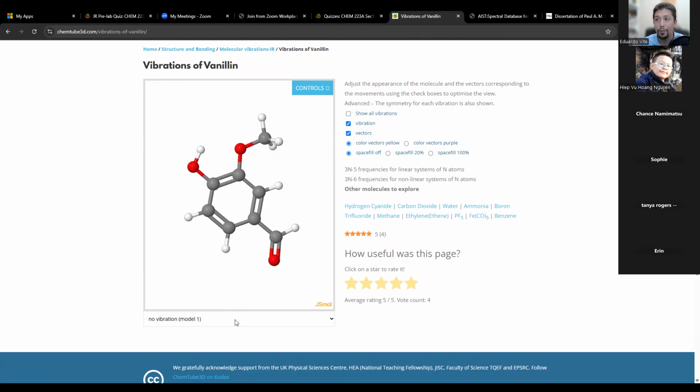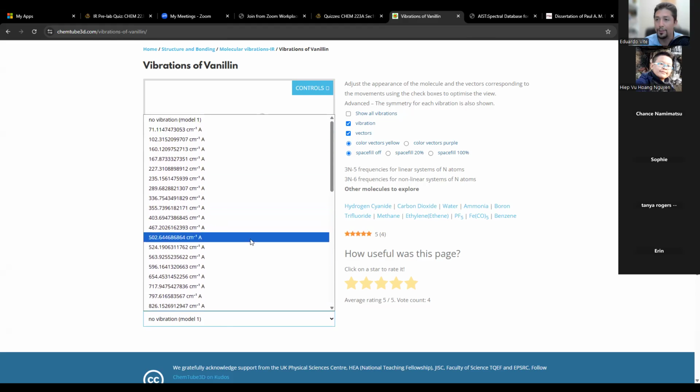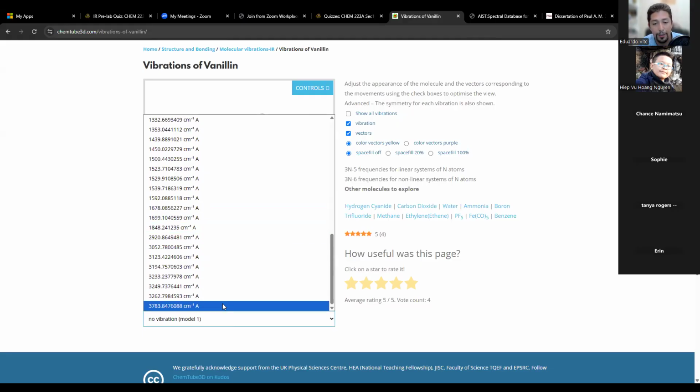And again, more atoms, more bonds, so we should see a longer list of vibrations, right? Let's see if we're right. Yeah, look at that. So these are all the possible vibrations from a molecule of vanillin, because it has a lot more bonds, so it has a lot more ways of moving, right? That makes some sense. Okay, let's look at the highest vibration only.